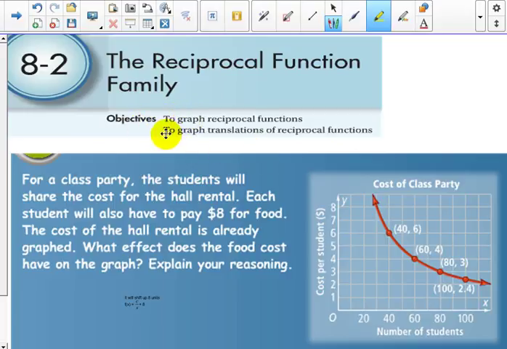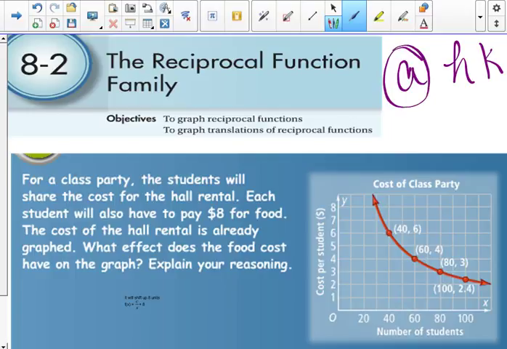So our objective is to graph the reciprocal function and to graph translations of reciprocal functions. So we're going to learn how to graph it and translate it. Sounds familiar, huh? Don't you think it might involve these three things? A, H, and K in some kind of equation, where A is our stretch or compression, H is our horizontal movement, and K is our vertical movement.